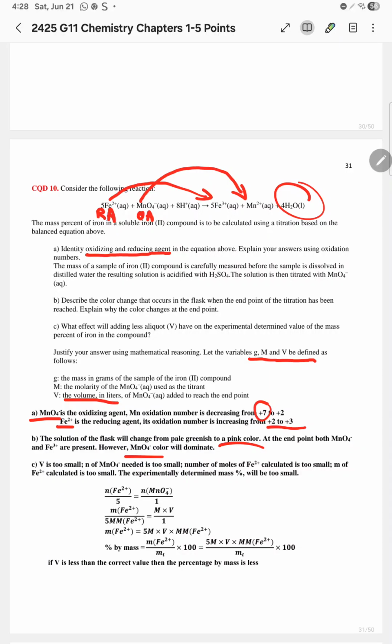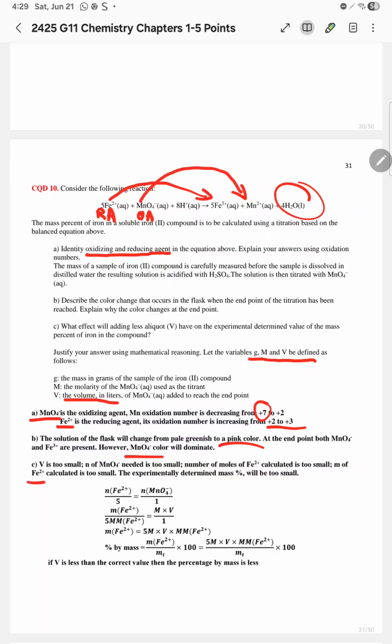Sorry guys, I had a problem. Anyways, again, the effect of adding less volume of MnO4 to reach the endpoint makes the volume way too small. So the moles needed of MnO4 is way too small, because we calculated a small number of Fe2+.